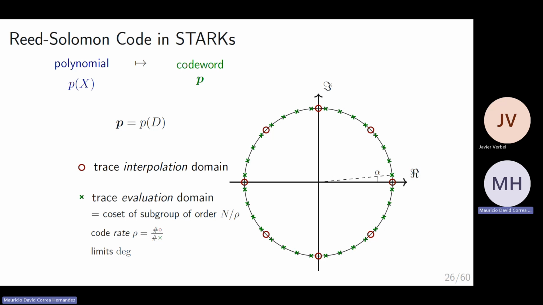Could you explain one last time what the object of size 1 over rho times n is? So the trace has n rows, and so there are n points in the trace interpolation domain, and n over rho points on the evaluation domain. Since rho is smaller than 1, this gets you a bigger number. So n over rho is the number of points on the evaluation domain.